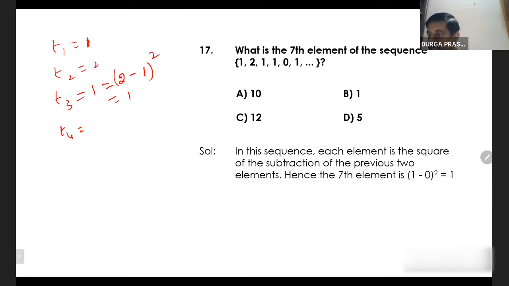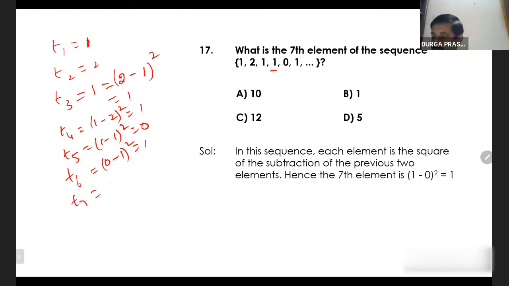T4 is T3 minus T2 whole square. So that is again 1. You see we have T4 as 1. Then T5, 1 minus 1 whole square. That is 0. So T6, 0 minus 1 whole square. So that is 1. So if you continue, what is he asking? 7th element. 1, 2, 3, 4, 5, 6. So T7 is T6 minus T5 whole square. So that is 1. So option B you have. Please note it fast, quick.